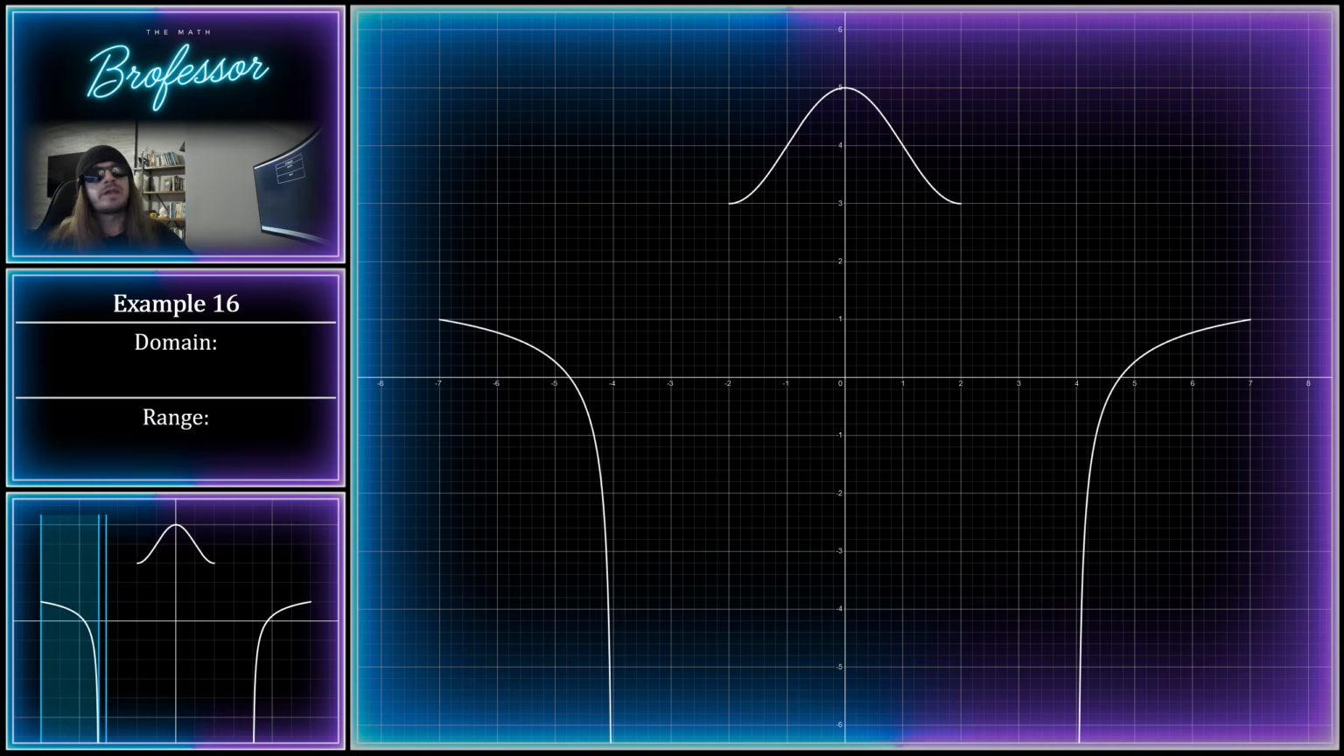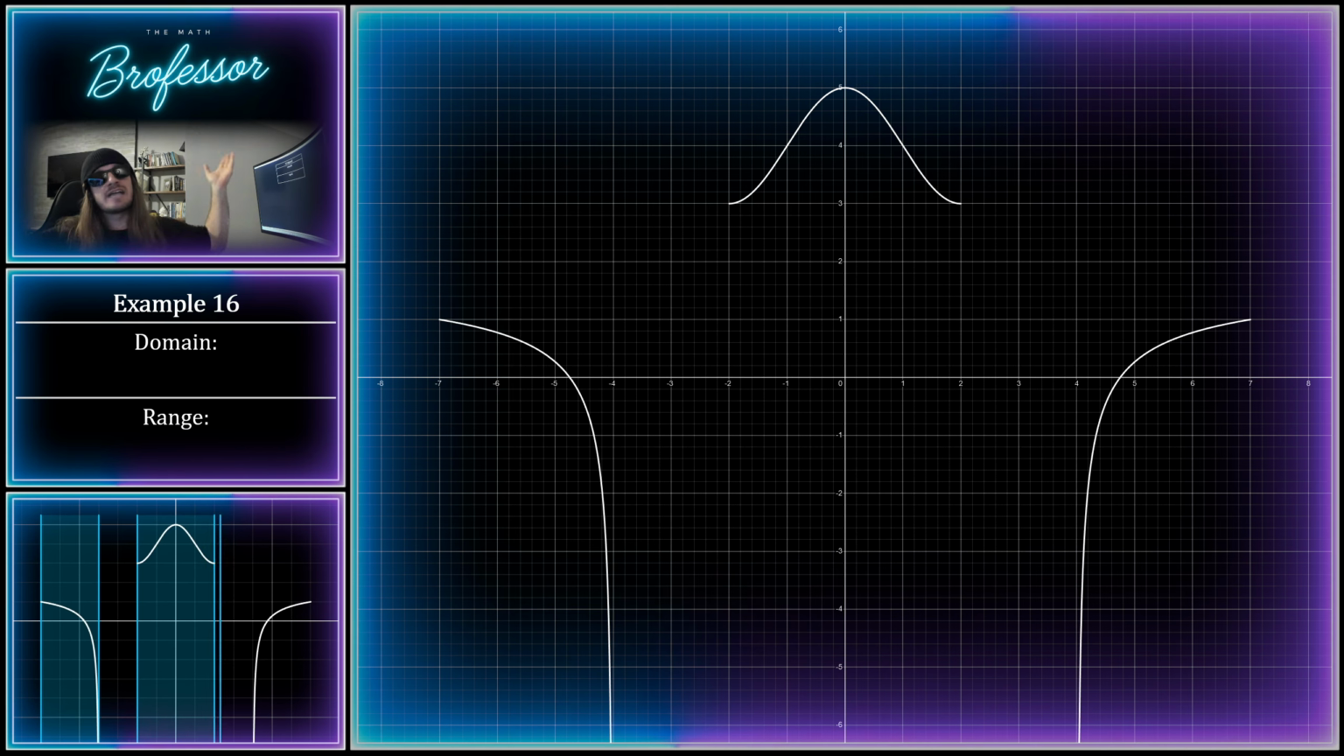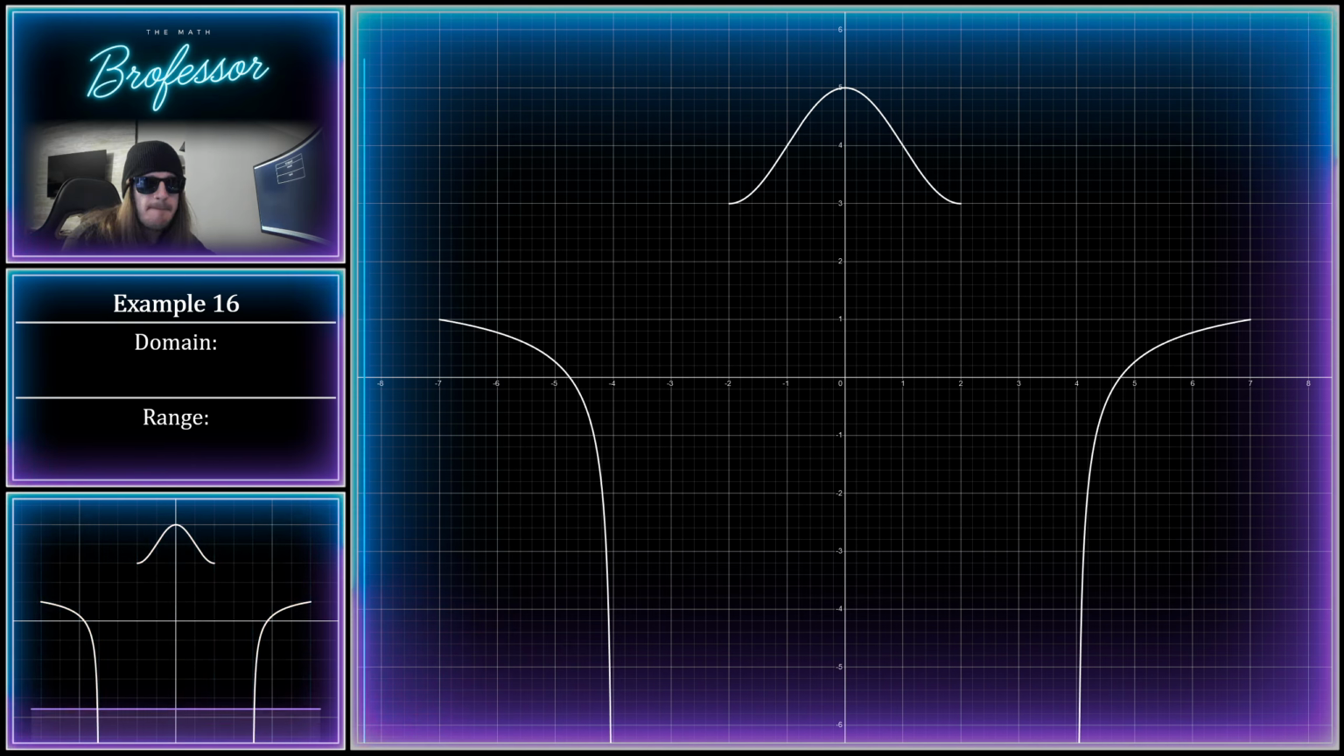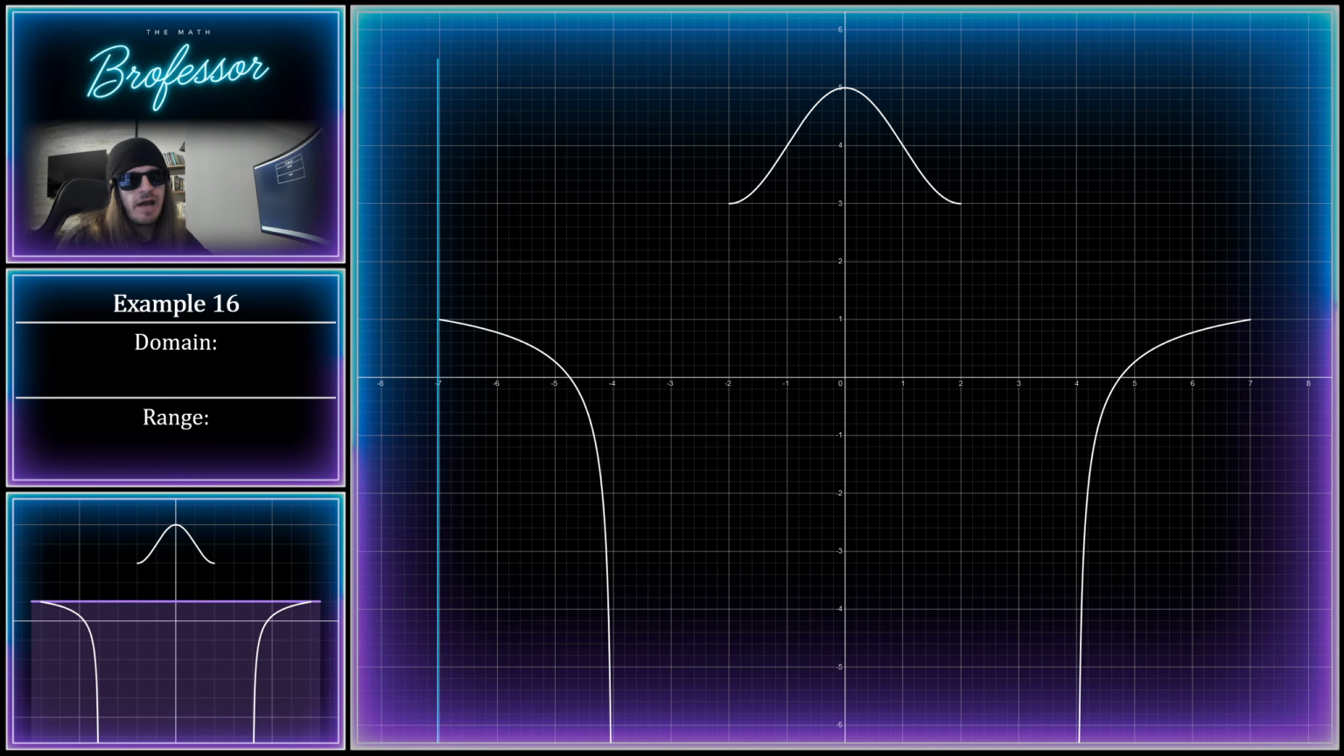Okay, we've made it to the 4th piecewise example and the 16th, the last example overall. My goodness, I've been sitting here for a long time. Let's scan from the left. We first hit the graph at -7.